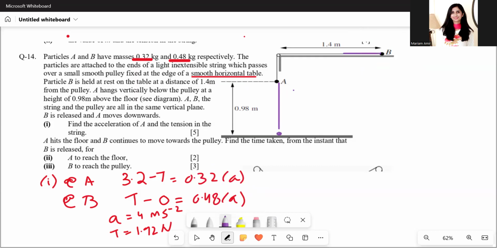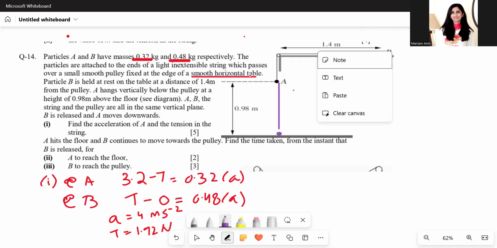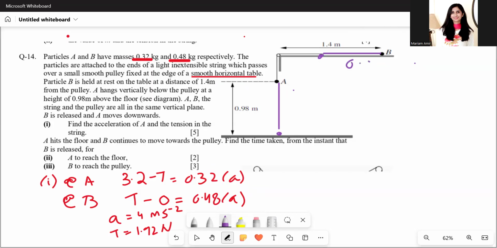That means B would move the same distance towards the left. This is 0.98. And then this remaining distance would be what? 1.4 minus 0.98 is 0.42. Now, find the time taken from the instant that B is released for A to reach the floor. How long does it take A to reach the floor?